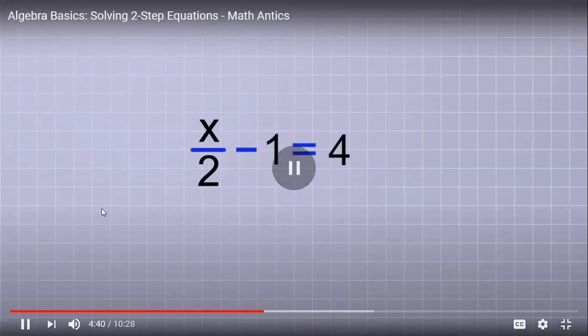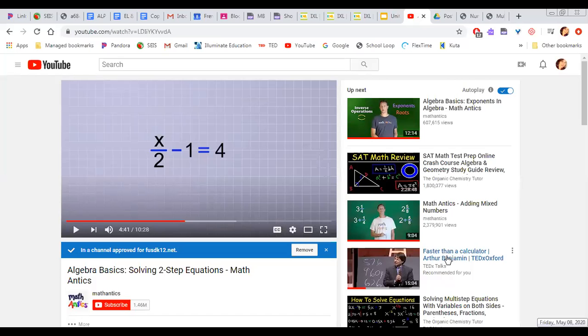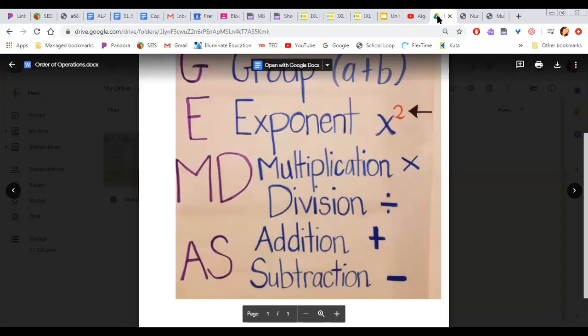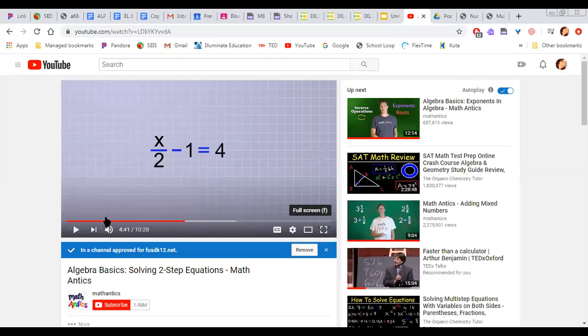Again, okay, so what are we going to do first? Are we going to get rid of the division or get rid of the minus? Minus? Yes, the minus, because we have to follow order of operations backwards because we are undoing it. Nice.